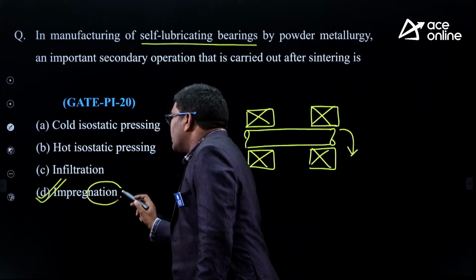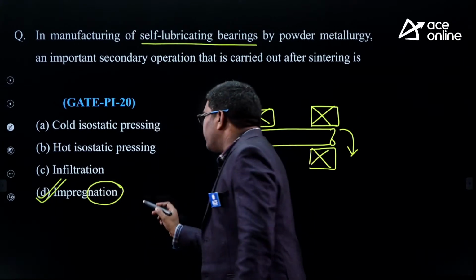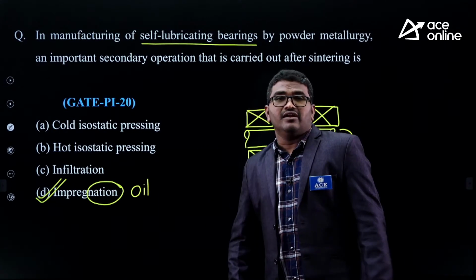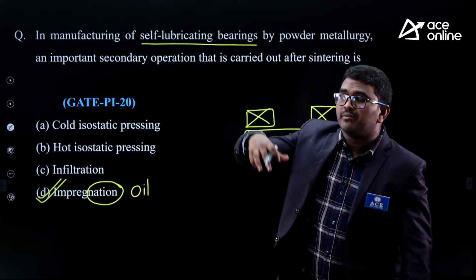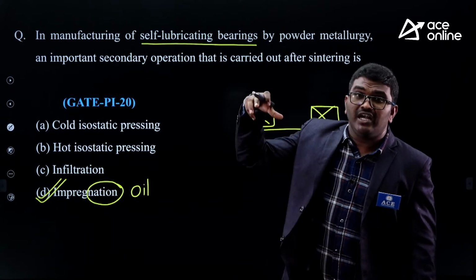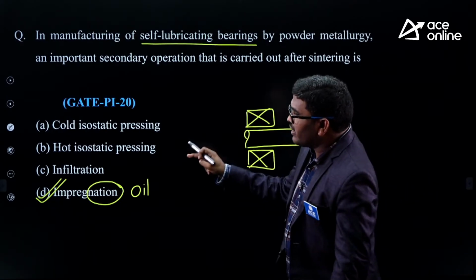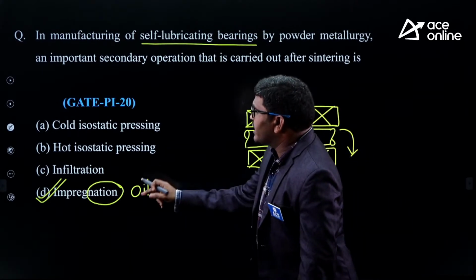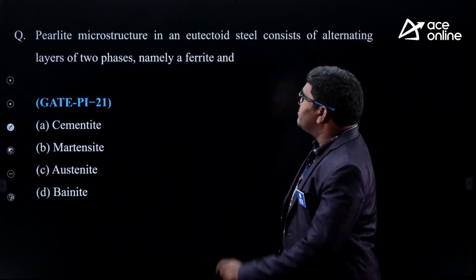Impregnation, oil. We are going to fill the pores of a powder metallurgical component with oil, and this oil acts as a lubricant. So the correct answer for this question is D.